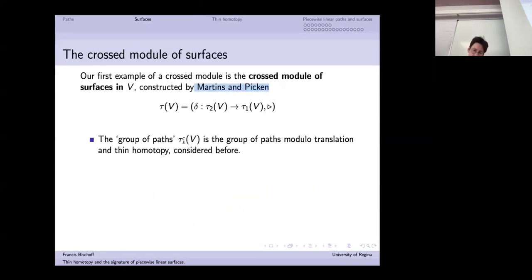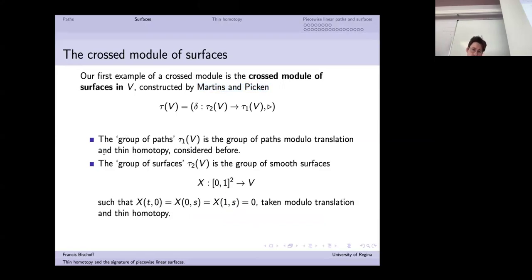So the group tau 1 is the group of paths modulo translation and thin homotopy that I described before. The group of surfaces tau 2 is exactly a group of smooth surfaces, so maps from a square into V, which have the boundary condition that three of the sides get sent to the base point, taken modulo translation and thin homotopy. So I'll return to thin homotopy in the next section. For now, I'm not going to define it, but it's a natural equivalence relation on surfaces.